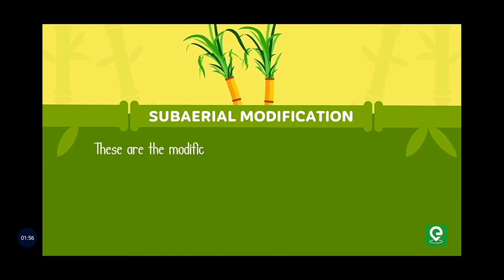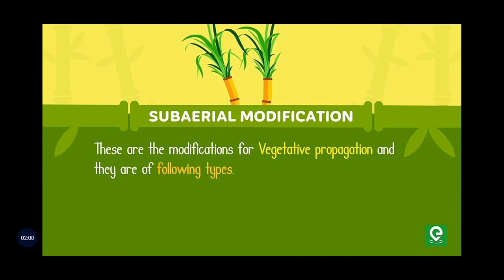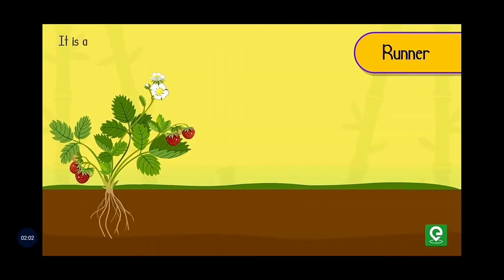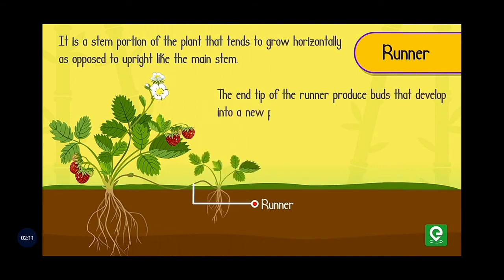These are the modifications of stem for vegetative propagation, and they are of the following types. Runner. It is a stem portion of the plant that tends to grow horizontally as opposed to upright like the main stem. The end tip of the runner produces buds that develop into a new plant. Example: strawberry and oxalis.